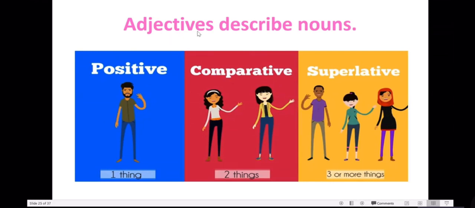In Arabic, صفة. Adjectives can be positive, comparative, or superlative. Positive when it describes one noun or one thing, one person, one country, one place. Comparative when it compares two things. مقارنة. Superlative when it compares three or more things. We will take them one by one.